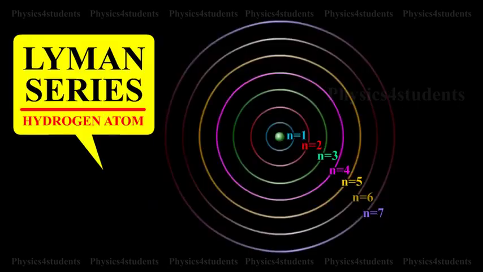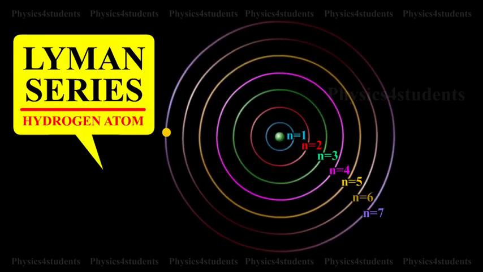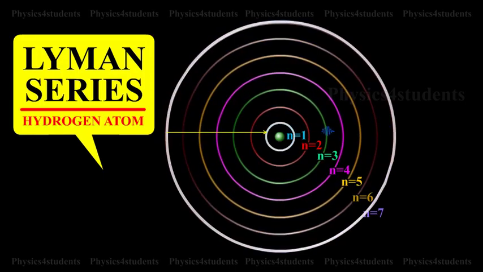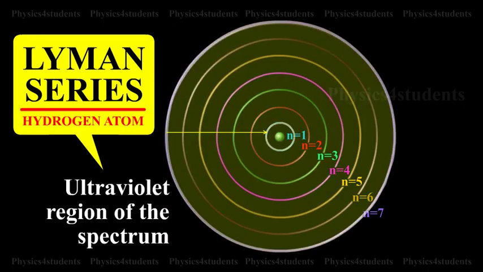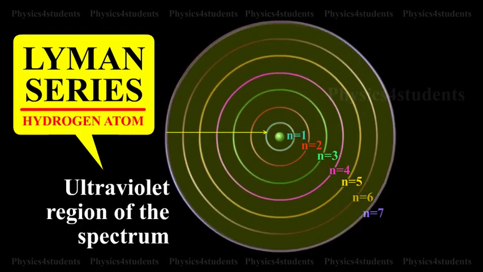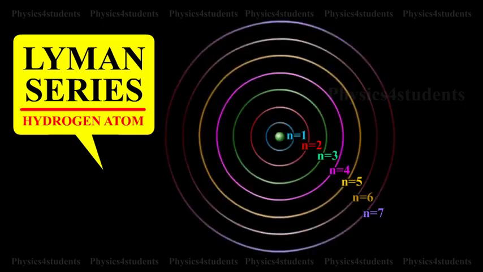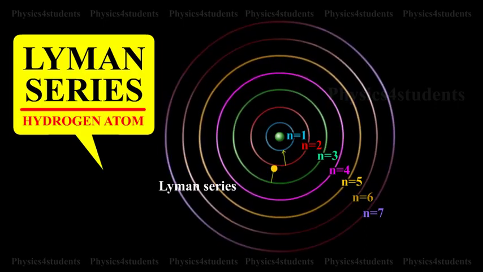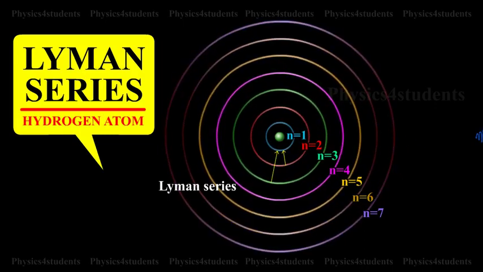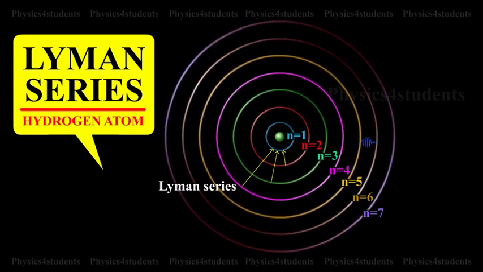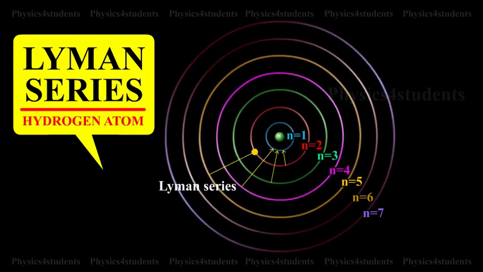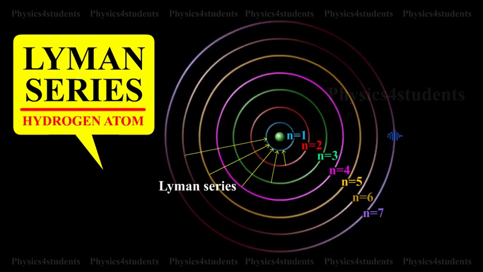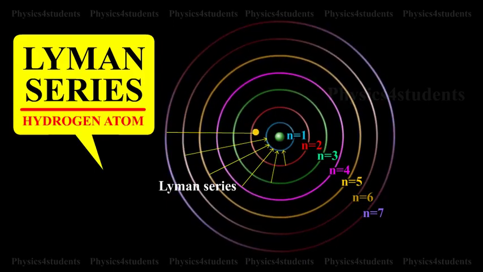Let us see about the Lyman series. When the electron jumps from any of the outer orbits to the first orbit, the spectral lines emitted are in the ultraviolet region of the spectrum, and they are said to form a series called the Lyman series. That is, second orbit to first orbit, third orbit to first orbit, fourth orbit to first orbit, fifth orbit to first orbit, sixth orbit to first orbit, seventh orbit to first orbit.